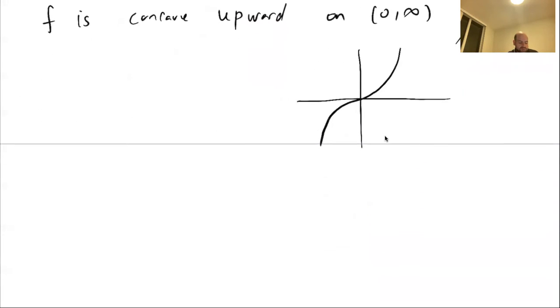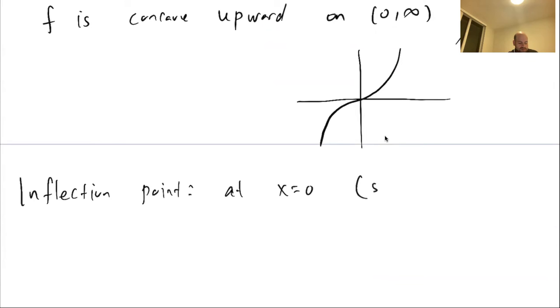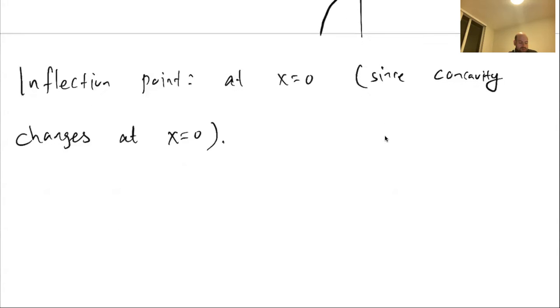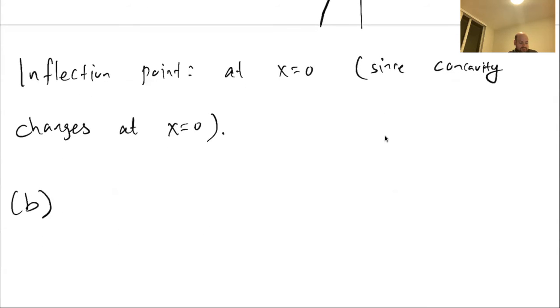And the inflection point is at x equals 0, because concavity changes at x equals 0. All right, let's look at the next example.